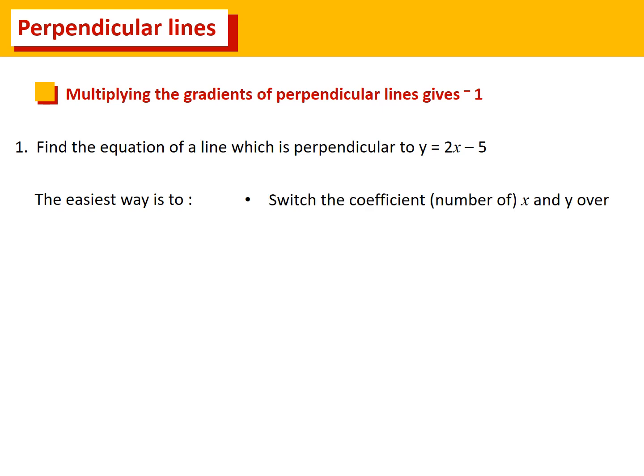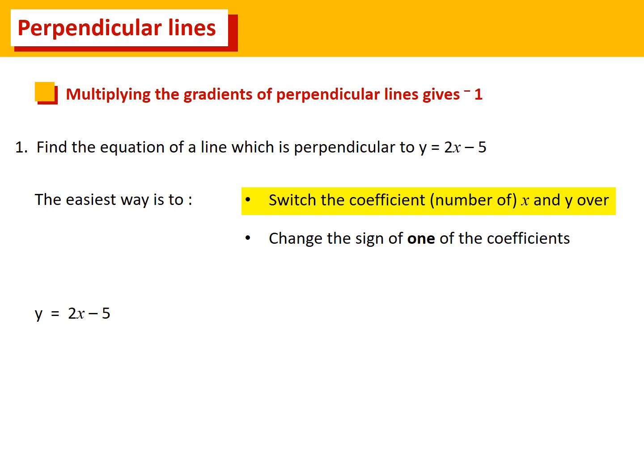Step 1, switch the coefficient, that means the number of x and y over, and step 2, change the sign of one of the coefficients. So, in our line y equals 2x subtract 5, switch the coefficient of x and y. The coefficient is the number in front of the y or the number in front of the x.